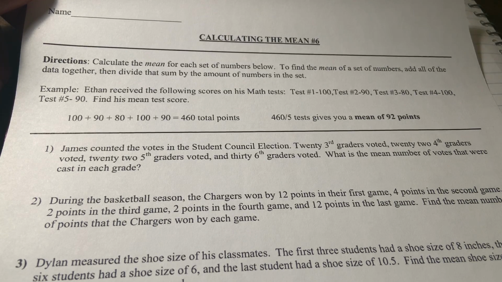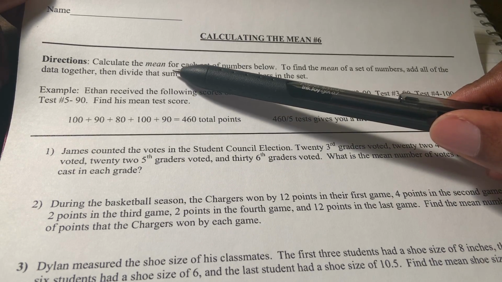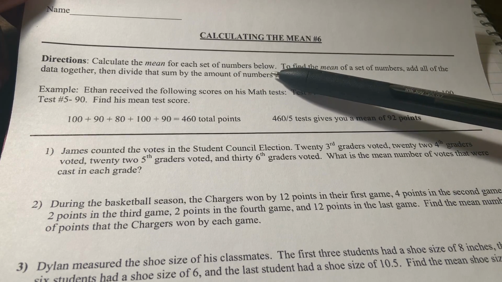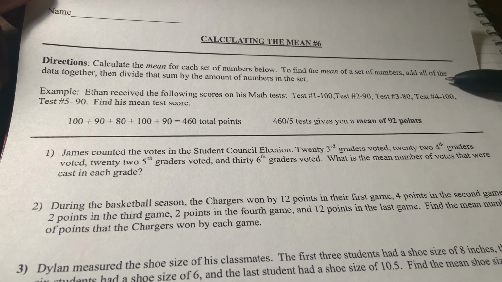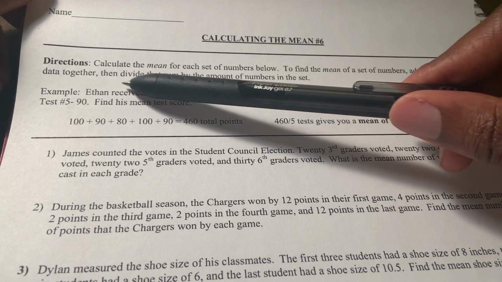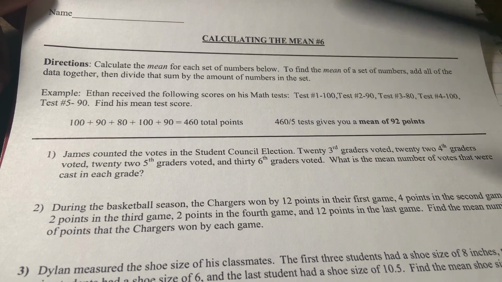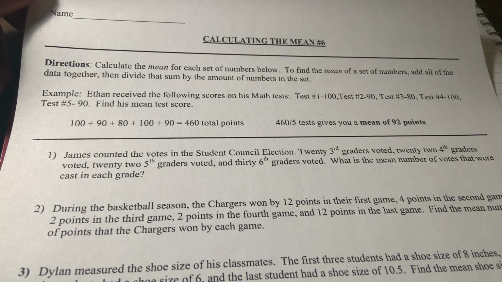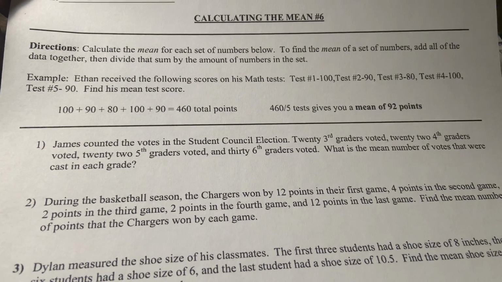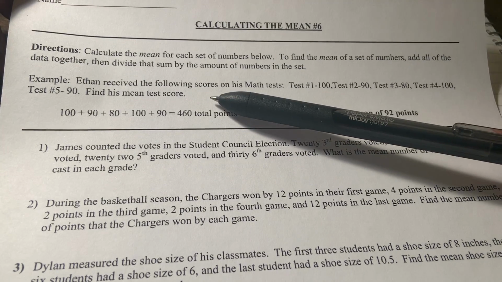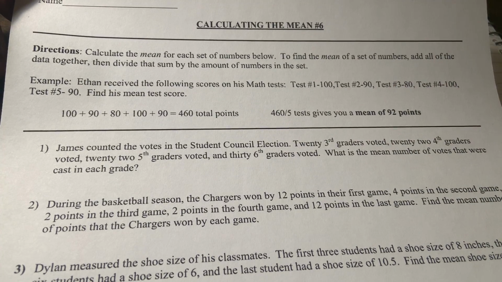So let's look at the directions. It says calculate the mean for each set of numbers below. To find the mean of a set of numbers, add all of the data together, then divide by the amount of numbers in the set. We already know that, right? It's the same exact steps, except now we're given the information in word problem form. Let's look at this example.